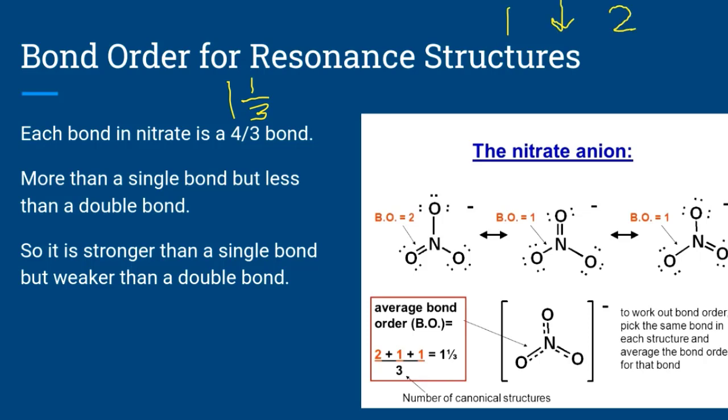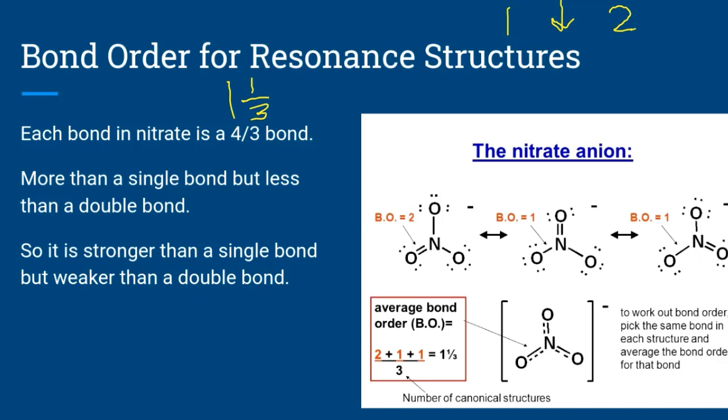So if I ask you guys, is the bond in nitrate stronger than a single bond or weaker than a single bond? Exactly, it's going to be stronger than a single bond. It's going to be weaker than a double bond. And so you can think of it as just being right in between the single bond and double bond. And there are different ways to calculate bond order. Some people have their own tricks.